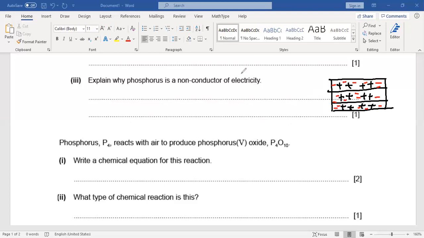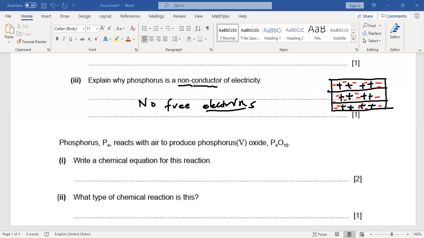So in order to address this question, we have to consider that it is because there are no free electrons. If there are no free electrons, there are no electrons moving, right? So it will be a non-conductor substance.